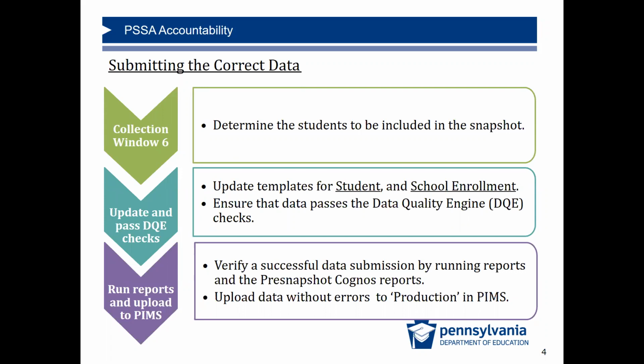It's also important that PIMS administrators verify that data has been successfully uploaded by running the subgroup comparison reports in the pre-snapshot folder. It will be too late to change data if the PIMS administrator waits to run the final ACS after the due date. If the data on the ACS is incorrect, the LEA will contact the Division of Assessment and Accountability directly at ra-pas@pa.gov as soon as possible and explain the reason for the errors.